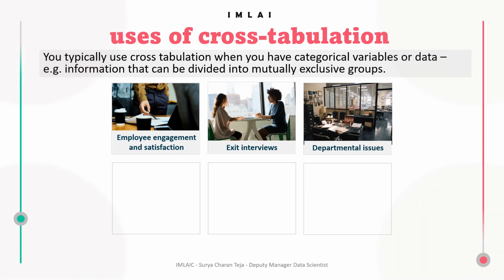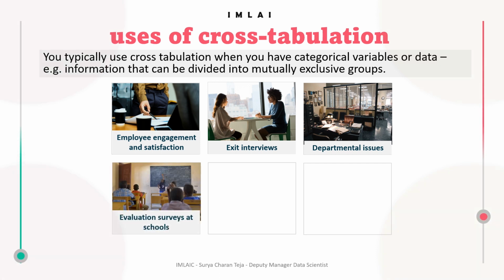Then, are departments issues caused by one or more variables, and if so, are these issues more prevalent at specific job levels? And evaluation surveys at schools. How do students feel about the course material, and is the time spent on the material sufficient? To find out this kind of information, we can use cross tabulation.